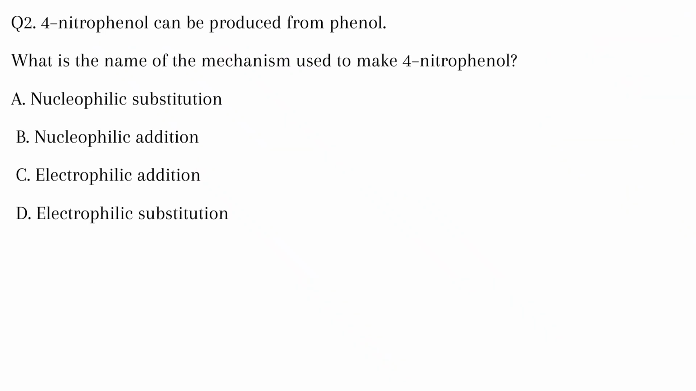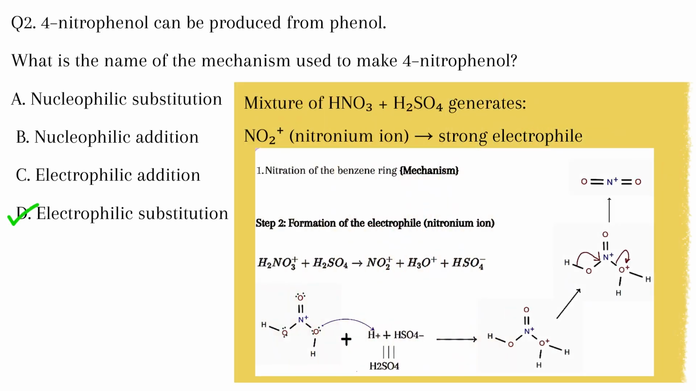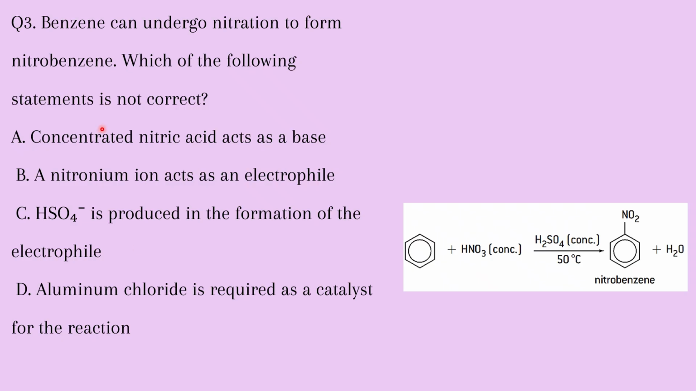So in conclusion, the answer for this question is electrophilic substitution, which we have discussed, because the benzene ring is involved and the benzene ring will undergo electrophilic substitution only. Now the next question: benzene can undergo nitration to form nitrobenzene, which we know because we discussed it in the previous slide. Which of the following statements is not correct? So we have to mark the incorrect statement. Let us check all the statements one by one.